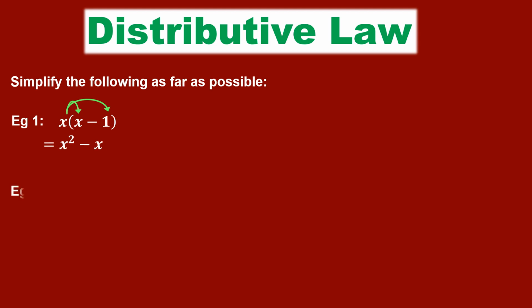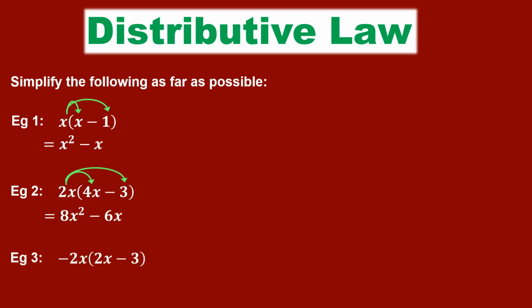Let's try example 2. 2x times (4x minus 3). All we need to do is distribute the 2x from outside to both things inside. So 2x times 4x is 8x squared, and 2x times minus 3 is minus 6x.